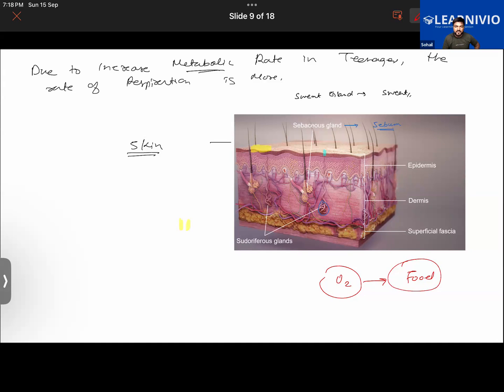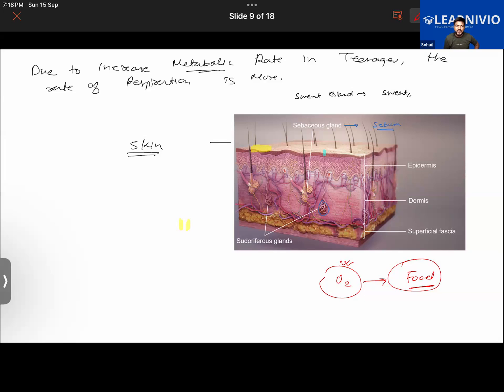Try to understand this thing. Yes, sir. That's why after a heavy workout, we feel hungry, because during the workout, our breathing rate increases. So we take in lots of oxygen, and all that oxygen will be utilized to break down the food. So all the food has been broken down in the cells. Now the cells are empty. Now our stomach is empty.